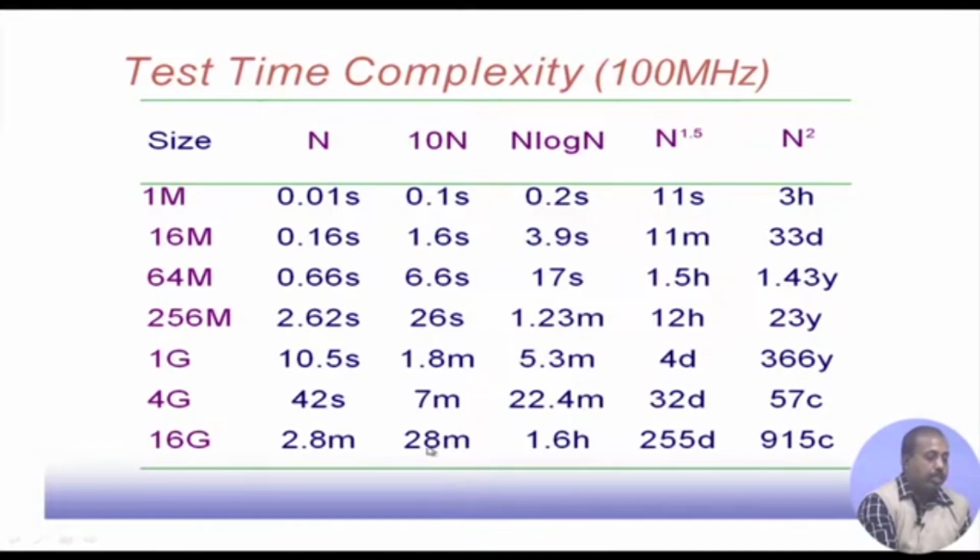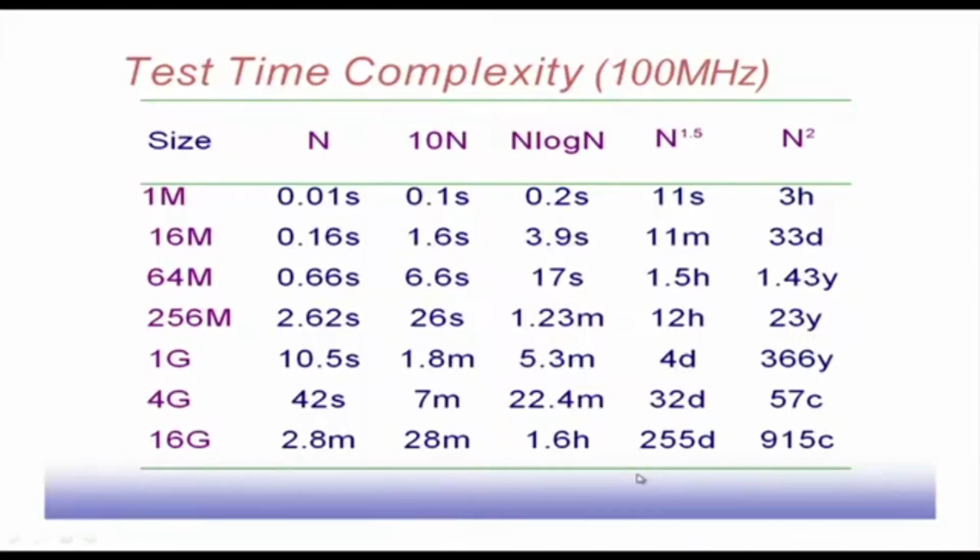You can understand now the complexity has started growing. If the complexity of the test application process is n log n, where n is the number of cells in the memory, then the 16 gigabit memory will require 1.6 hours to test. If the complexity is even higher, n to the power 1.5, then it requires 255 days to test 16 gigabit memory. And if the complexity is n square, then it will require 915 centuries to test this 16 gigabit memory. So, there actually is the complexity.